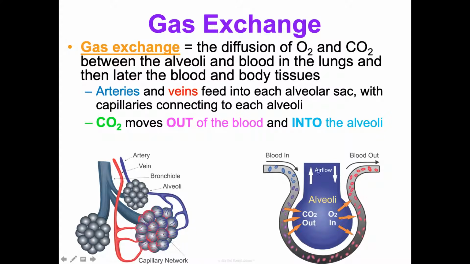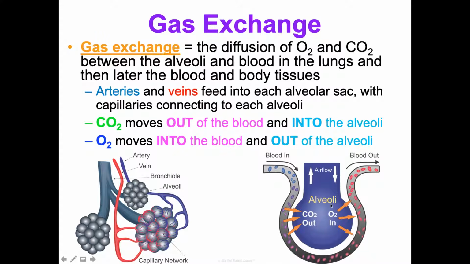So if we zoom in at the alveoli, what's going on? CO2 is moving out of the blood and into the alveoli, and then oxygen is moving into the blood and out of the alveoli. So this is what would be happening in our lungs in order to get oxygen into the blood, so that we have this oxygen-rich blood that can now go pump to the heart and then out to our different body tissues.